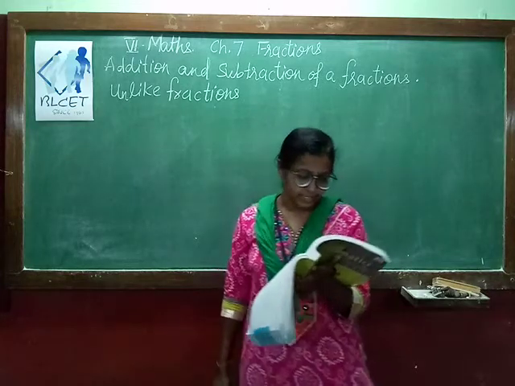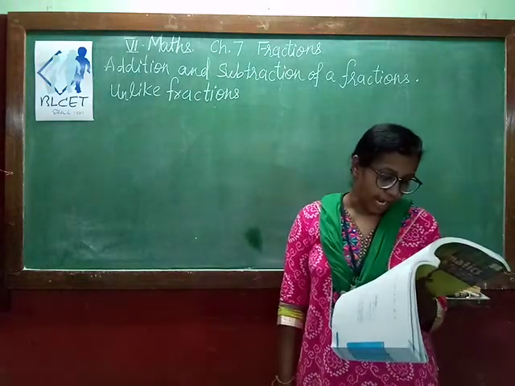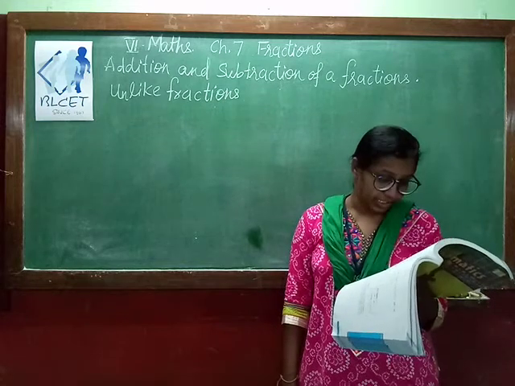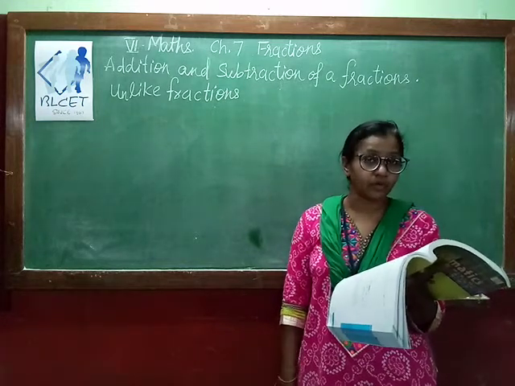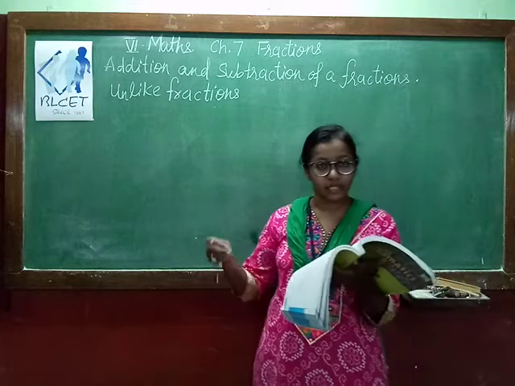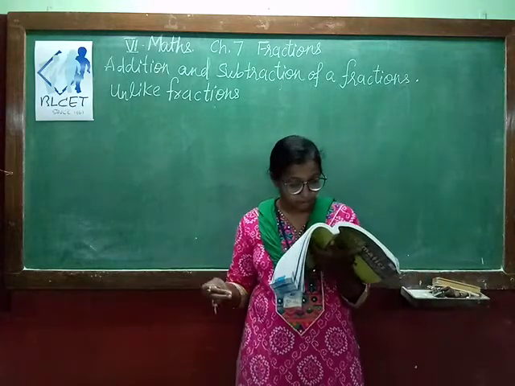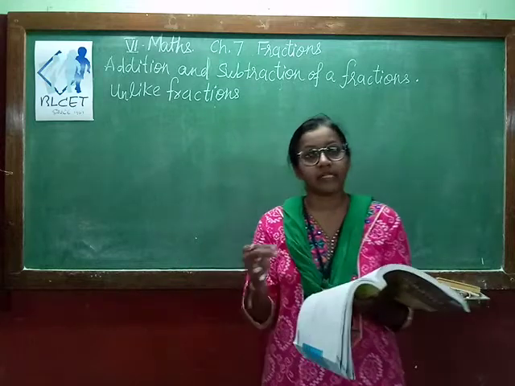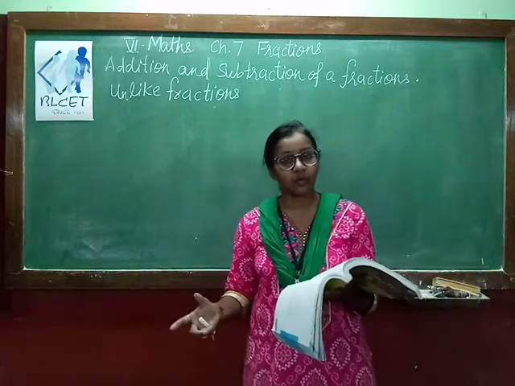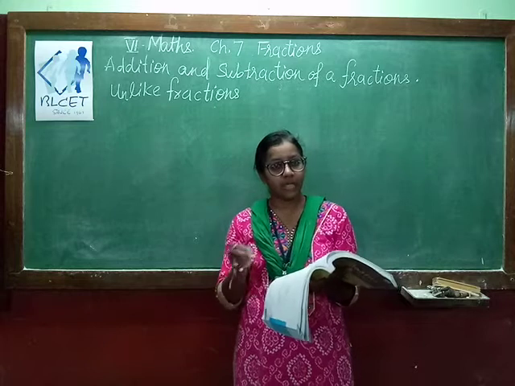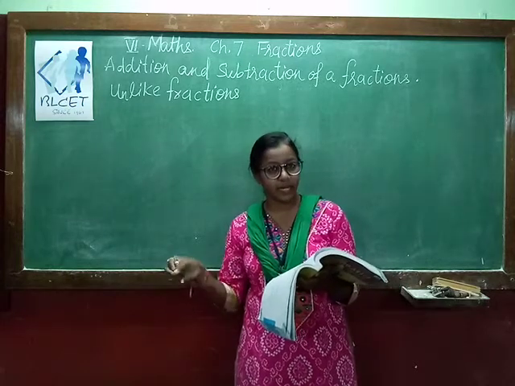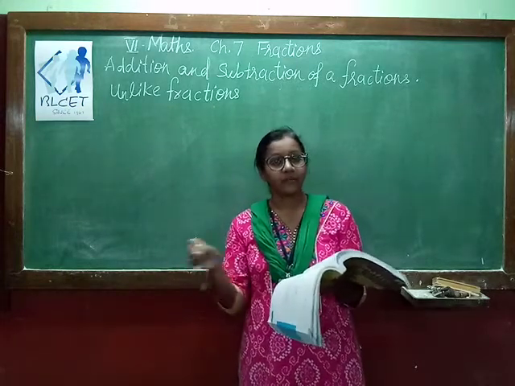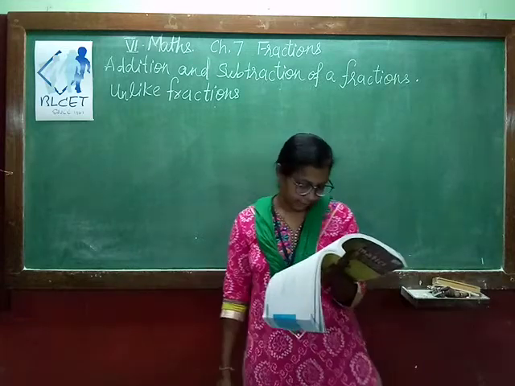Suppose you are given an example. What should be added to 1 by 5, which gives you 1 by 2? Means what we have to do? We have to take the subtraction of 1 by 5 from 1 by 2 to get the answer. Now here both the fractions are unlike fractions. So what we have to do? We have to convert them into like fractions by taking LCM or finding the equivalent fractions.